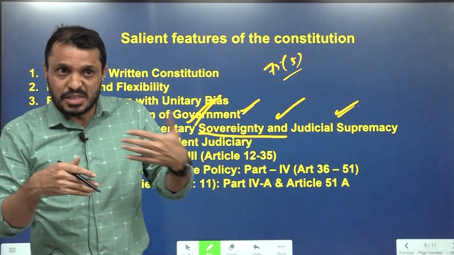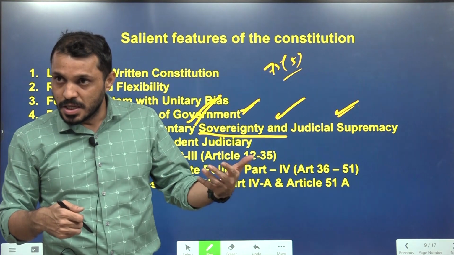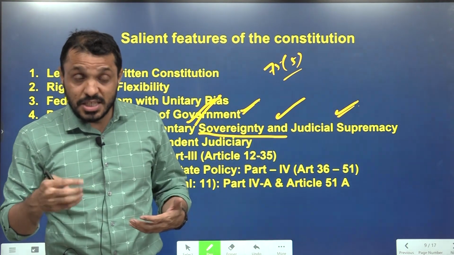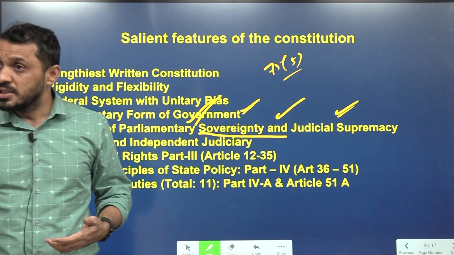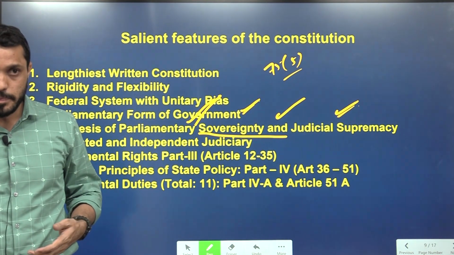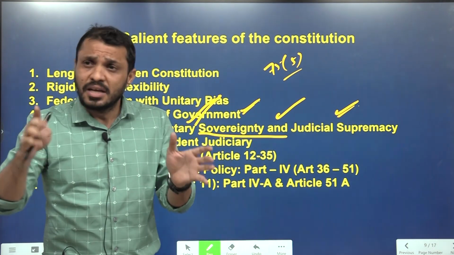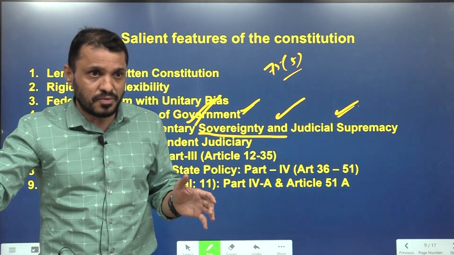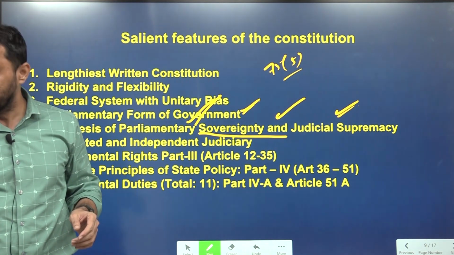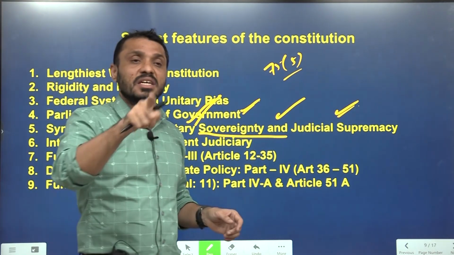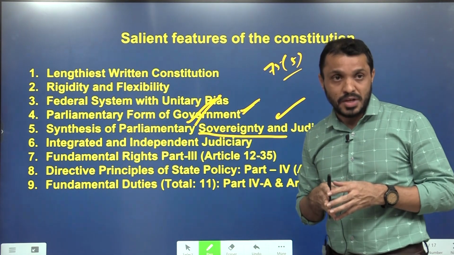For example, judges' salaries and service conditions cannot be reduced. Judges' tenures cannot be reduced. Judges' actions cannot be discussed in the parliament. And post-retirement, judges cannot practice anywhere in India. The court has all the autonomy regarding the recruitment of its administrative staff. And judges' salary is charged on the Consolidated Fund of India, not voted from the Consolidated Fund of India. All these are the provisions which ensure the independence of the Indian judiciary.